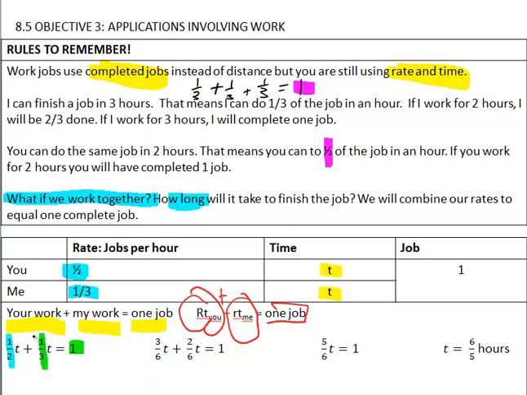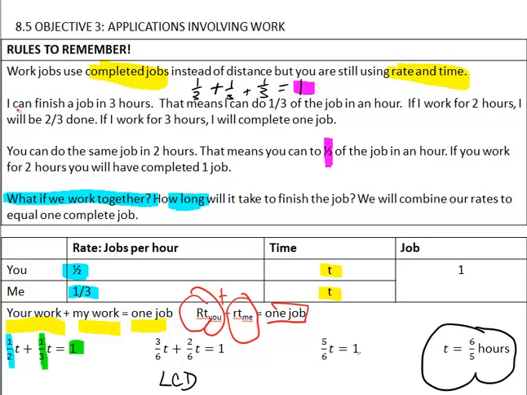To make this work, you can't combine fractions, even if they're coefficients, unless they have a common denominator. 2 and 3 have a common denominator of 6. So 1/2 is the same as 3/6, and 1/3 is the same as 2/6. I combine my pieces and I end up with 5/6t equals 1. To clear the fraction, I multiply both sides by the reciprocal. The reciprocal is 6/5. 6/5 times 1 is 6/5. So if you and I work on this mystery job together, we will be finished in 6/5 of an hour.